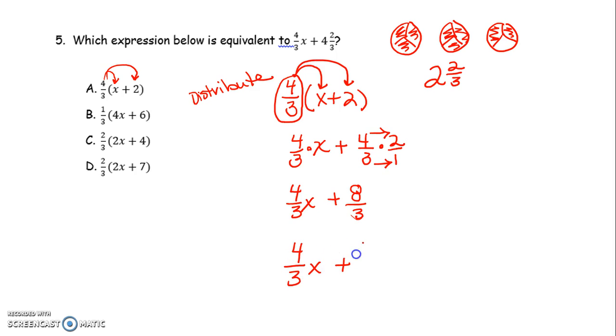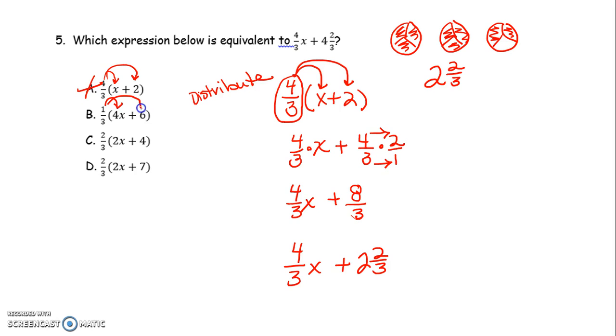4/3 x plus 2 2/3. What I mean is I didn't get this expression back. I got 4/3 x plus 2 2/3. 3 goes into 8 twice with 2 left over, so that's why it's 2 2/3. Yeah, A didn't work. Bye-bye, A.